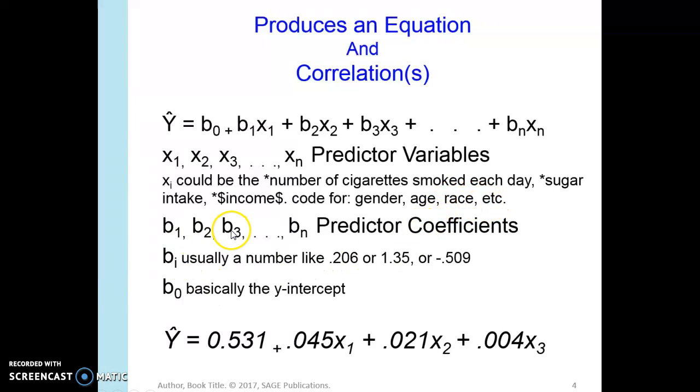The B1, B2, B3, the B values, are the predictor coefficients. Now, they usually take on values like 0.206, 1.35. They usually won't be very large, or even a negative number. The b sub 0 is basically the y-intercept of the equation. You remember it from algebra, y is equal to mx plus b, where m was the slope. Well, in our case, the slopes are the b values, and the b sub 0 is the y-intercept.